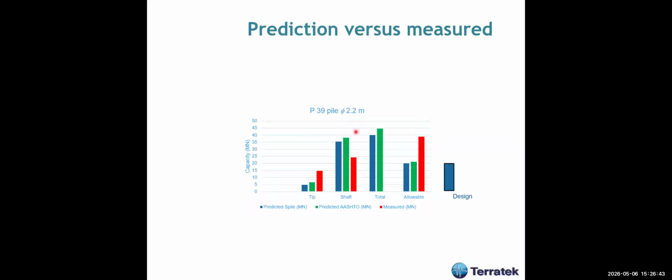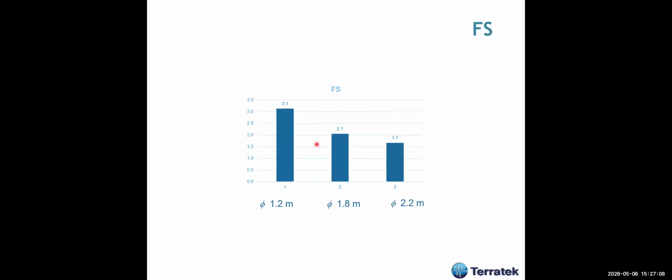And this is the largest one. This pile was nearly 90, 95 meters depth. As you see, the tip varies a lot, but the shaft is okay. That's the prediction. That's the total. And this is the prediction by both methods and the design. As you see, the factor of safety was very good. So the factor of safety, according to the diameter, is 3, 2, 1.7. So in my view, all of them are totally acceptable.